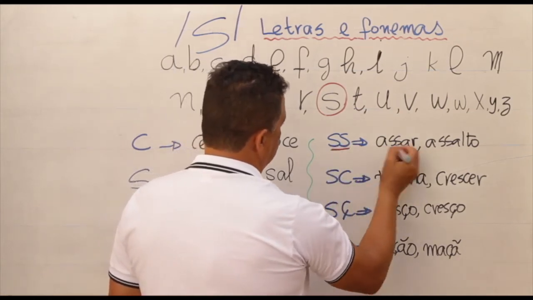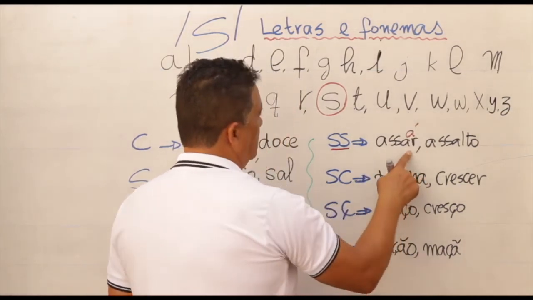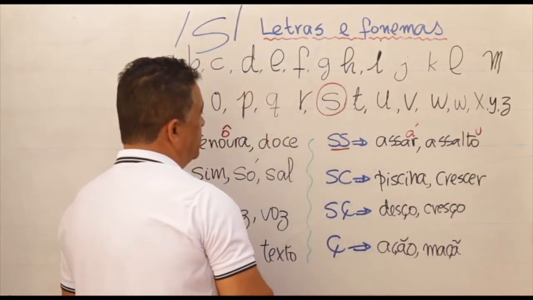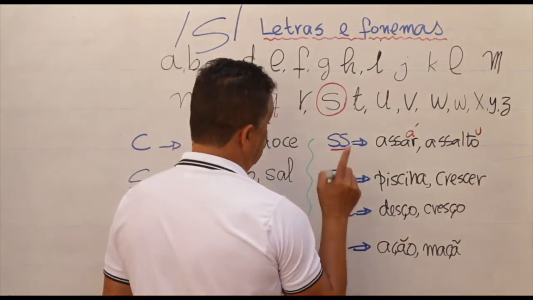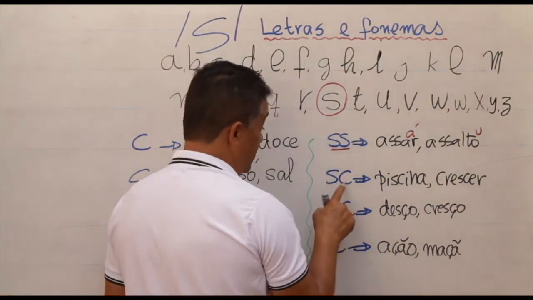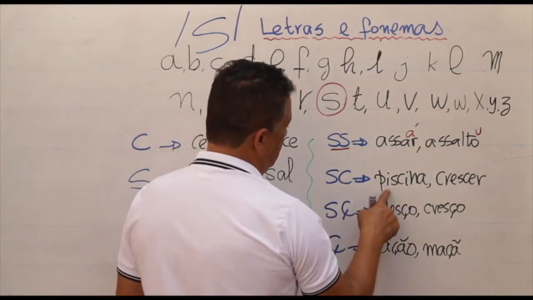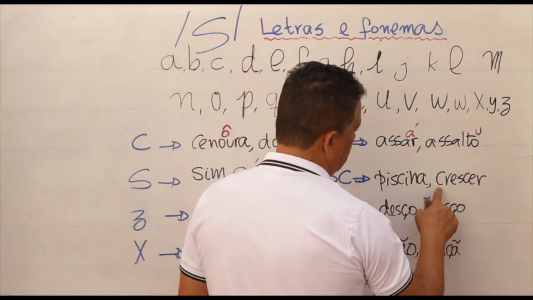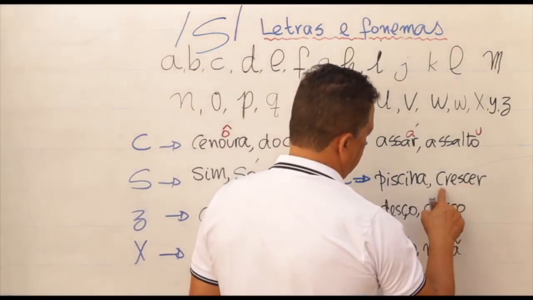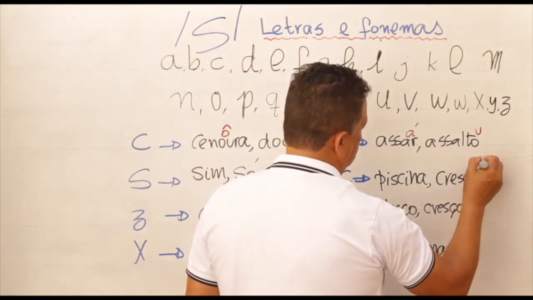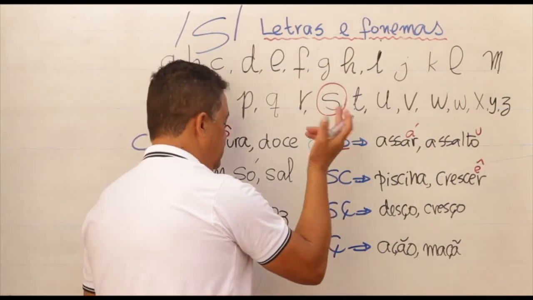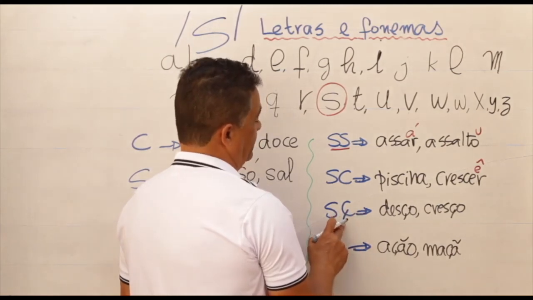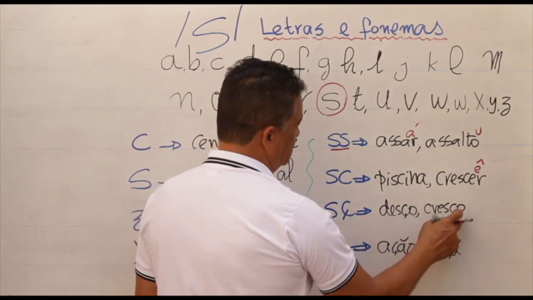Now we have the sound S with double S. In words like to bake, assar, we say assar, assault, assalto. Then we have S with the letter C together in the same syllable, in words like swimming pool, piscina. To grow up, crescer, SC in the same syllable. Then we have the same phoneme with the letter C and cedilha. I have already told you about this letter. Desço. Cresço, grow up.